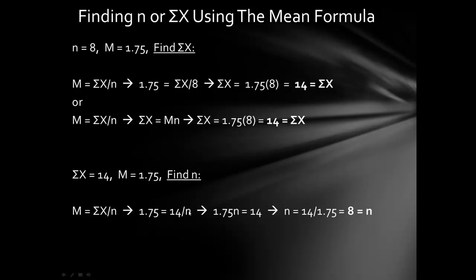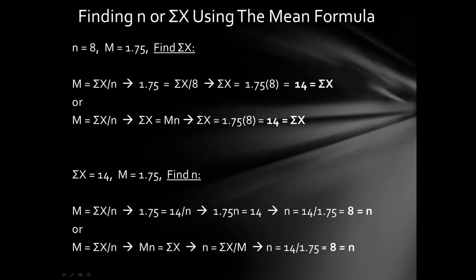Because we're dividing by n here, if we multiply both sides by n, it gets rid of the dividing n here and just adds multiplying by n here. And we end up with 1.75 times n equals 14. Now, to get rid of this 1.75 so that we can isolate this n by itself, we need to divide both sides by 1.75. We're doing the opposite of what's happening here. This is multiplication. We do division to get rid of it, and we end up with n equals 14 divided by 1.75 equals 8. And 8 is the sample size.